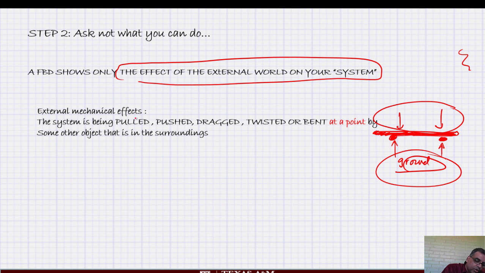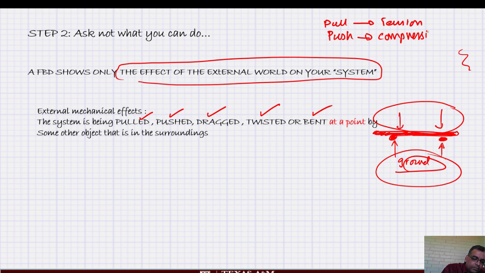Okay, if you do this right, we have to decide how the external world acts on the system. So it has to pull, push, drag, twist or bend the system. So what are the 5 things? Pull, push, drag, twist and bend. The technical name for pull is tension. The technical name for push is compression. The technical name for drag is shear. The technical name for twist is torsion. And the technical name for bend is bending.